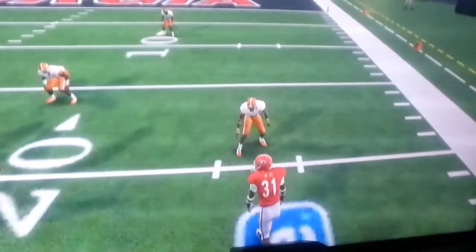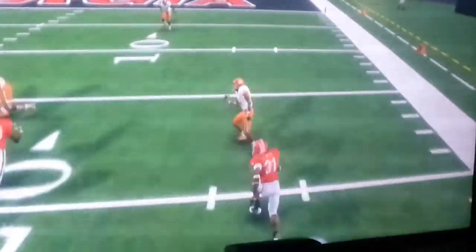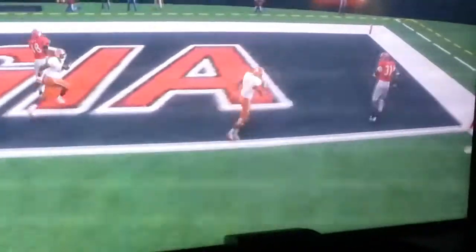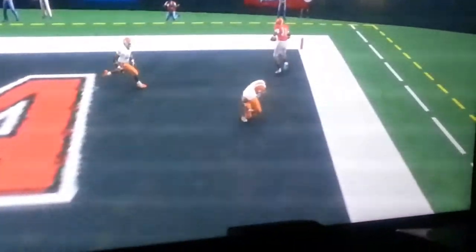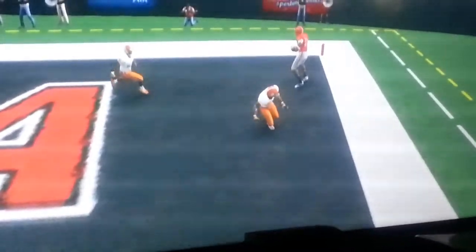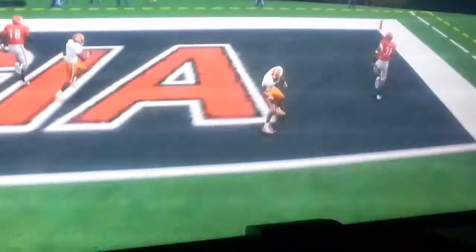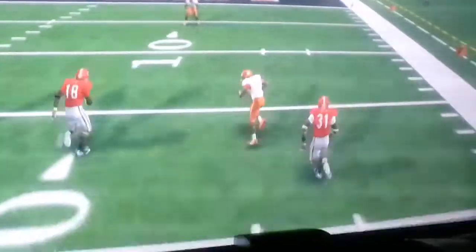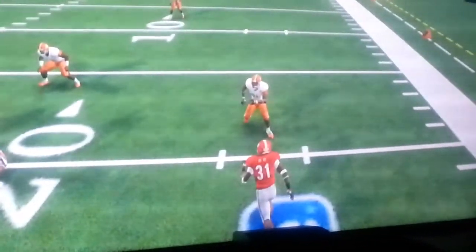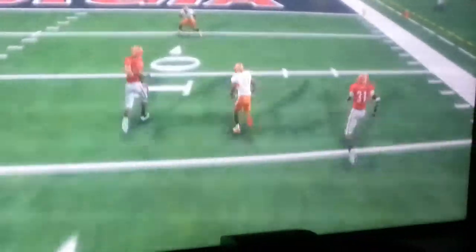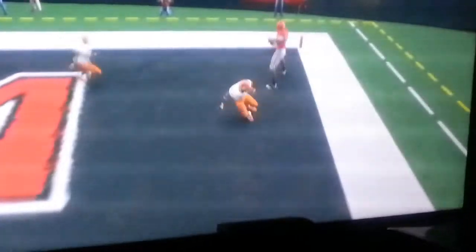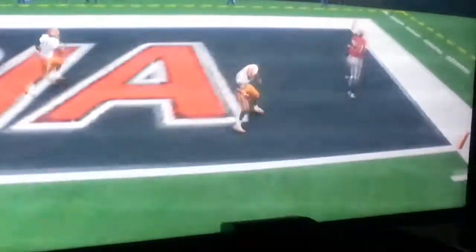On this play, look at the bad zone coverage logic. You see the cornerback play the slot receiver rather than playing his man. And I think the reason they did this is because the slot receiver was playing on the line of scrimmage, and thus being the closest guy to cover, I guess. And that's bad logic. The developers should know better. This has been a legacy issue throughout both NCAA and Madden, and it has yet to be fixed.